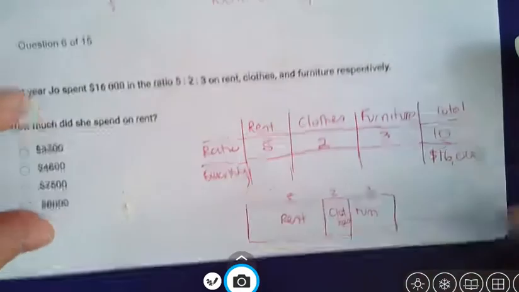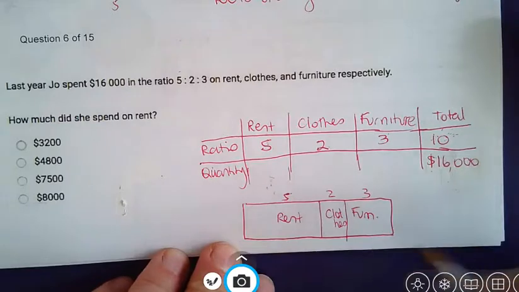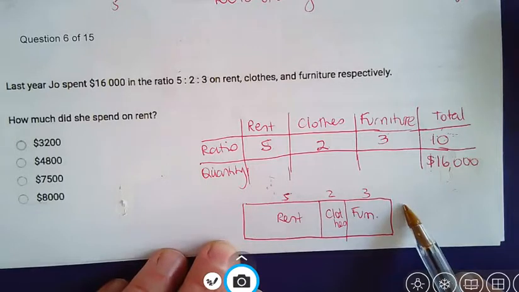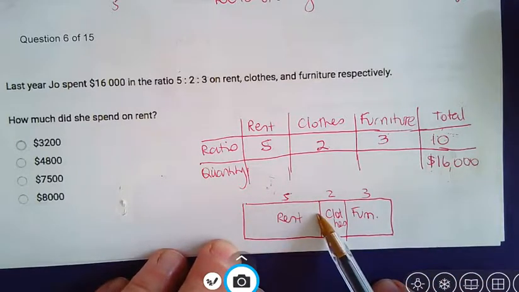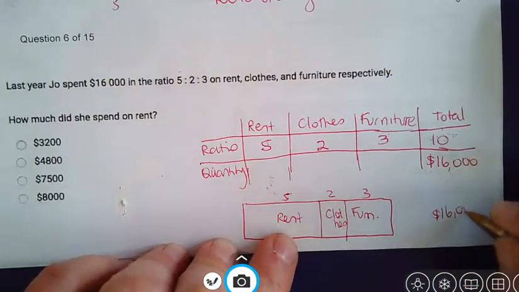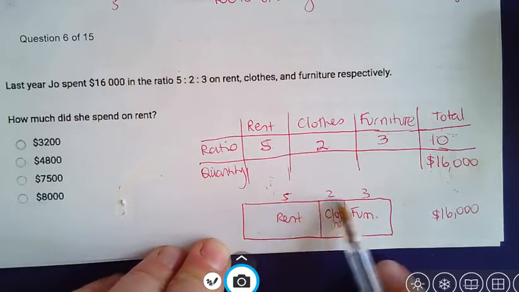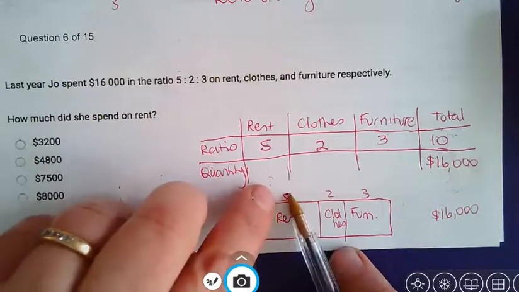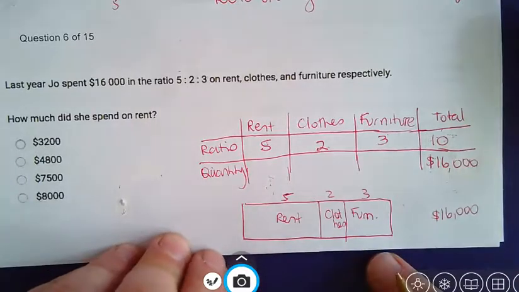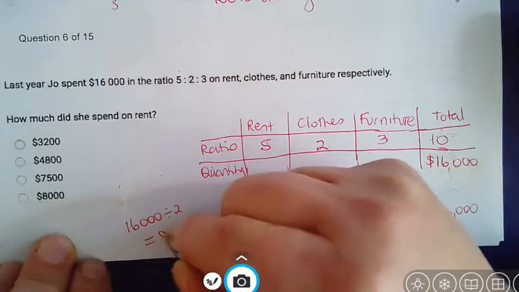Now, if the whole graph, that's all the money you spent, is $16,000 for everything, isn't rent half the graph? If the whole thing is 10 units long, isn't the rent half of it, 5 units? So if everything in the whole graph is $16,000, how much did you spend on rent? Rent is half the graph. 5 plus 2 plus 3 is 10, and rent is 5 parts out of the 10. It's half the graph. So half of 16,000 is 8,000.